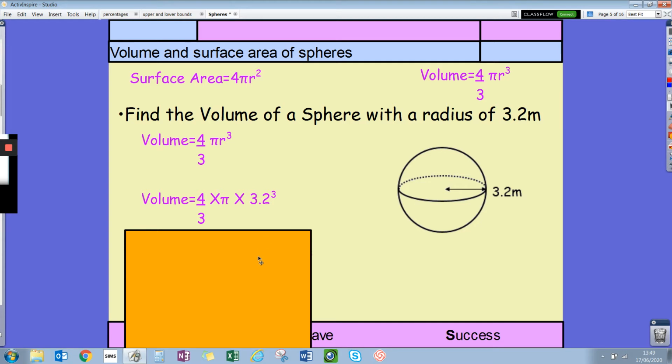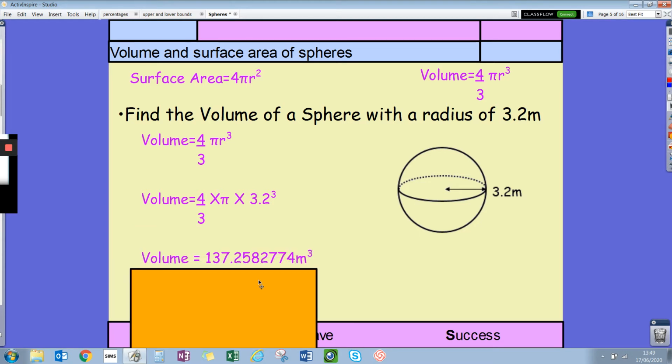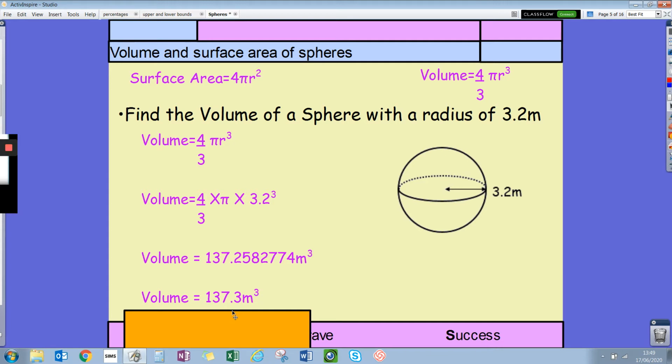So I've popped it in my calculator and I've got 137.2582774, which when I round that to one decimal place, gives me 137.3 metres cubed. So I've just substituted in my radius of 3.2 for this question.